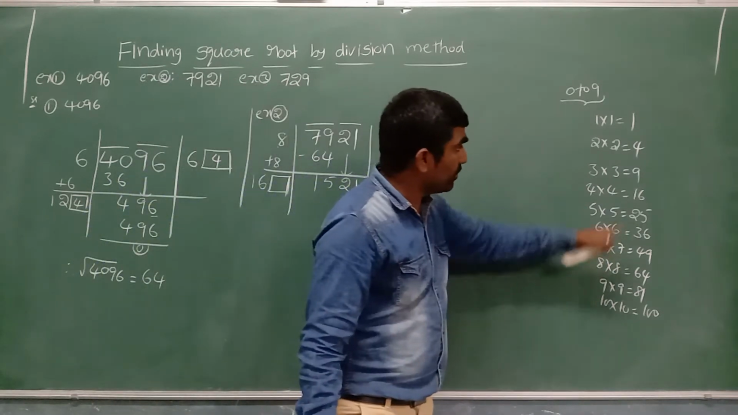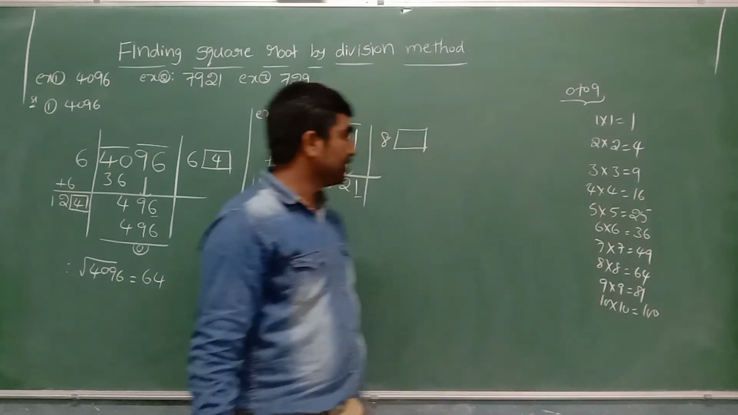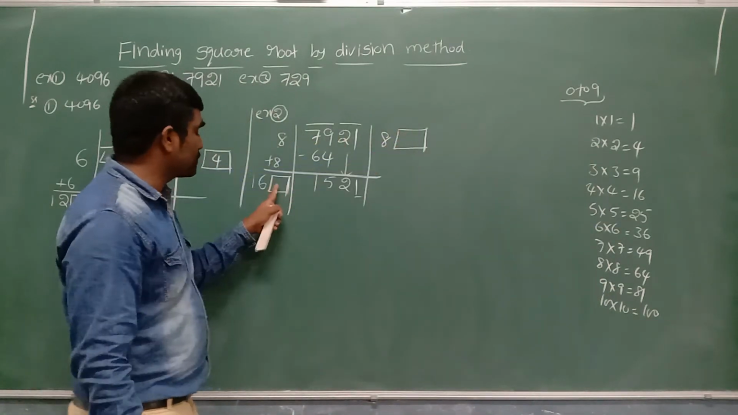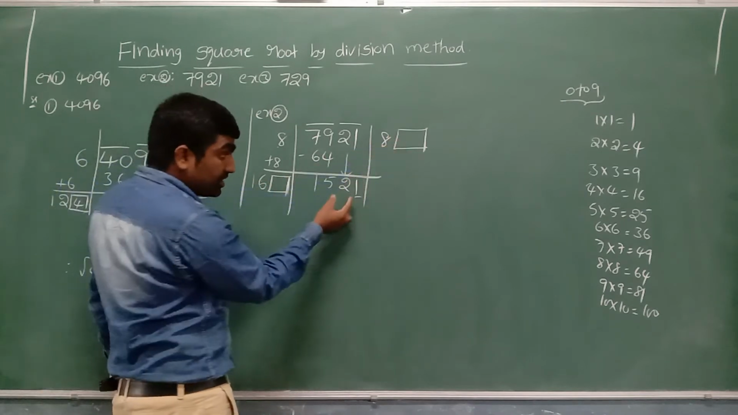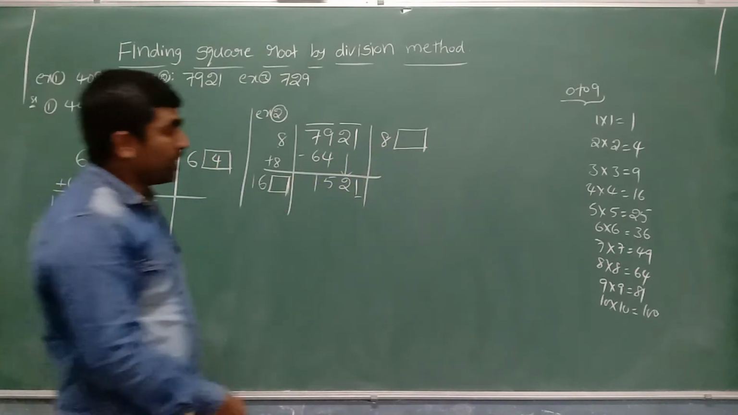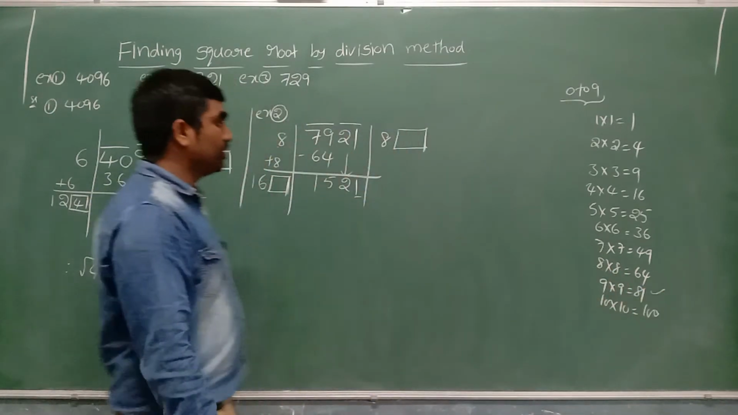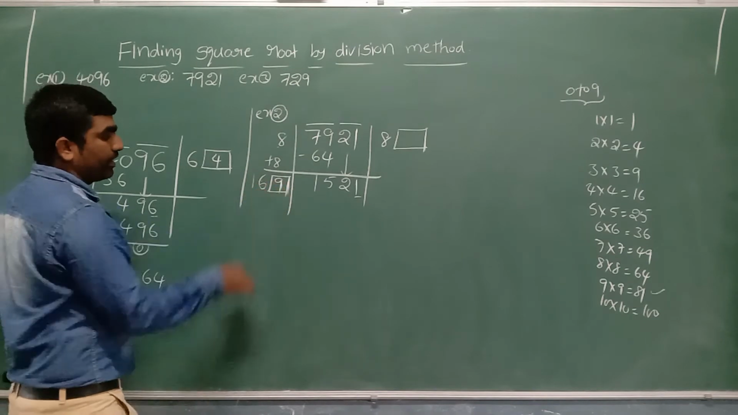See where we can find 1. Yes, the chances are 1 and 9. So if I write here 1, here also 1, 161 into 1 is 161, but it is not near to 1521. So again, when we can see 1 in the unit place, we can check for 9 also. So the next possibility is only for 9.